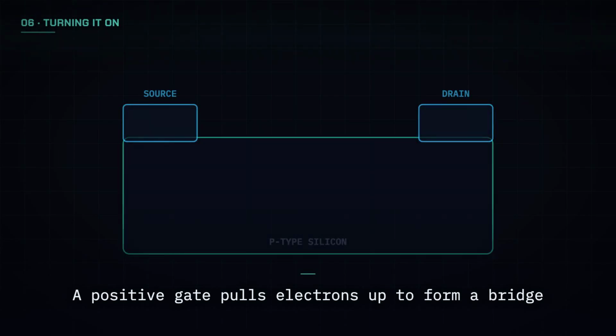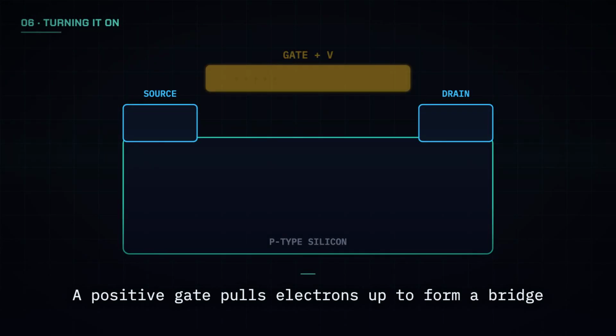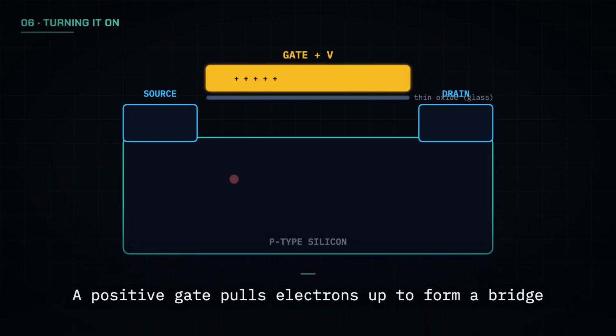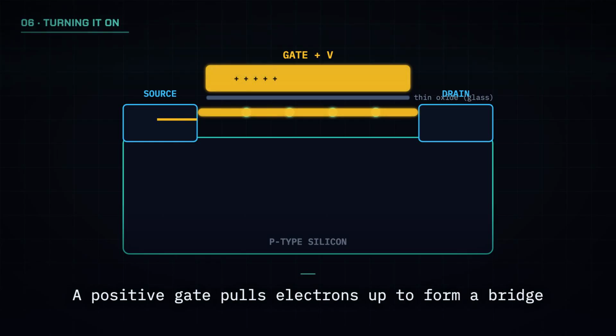Now we put a small positive voltage on the gate. Remember, the gate sits just above the channel, separated by that thin sheet of glass. Like charges repel and opposites attract, so the positive plate pushes the holes away and pulls electrons up toward the surface. The free electrons hiding in the silicon rush upward and gather in a thin layer right beneath the gate. In an instant, the wall dissolves. A fresh bridge of electrons forms across the gap, joining source to drain.